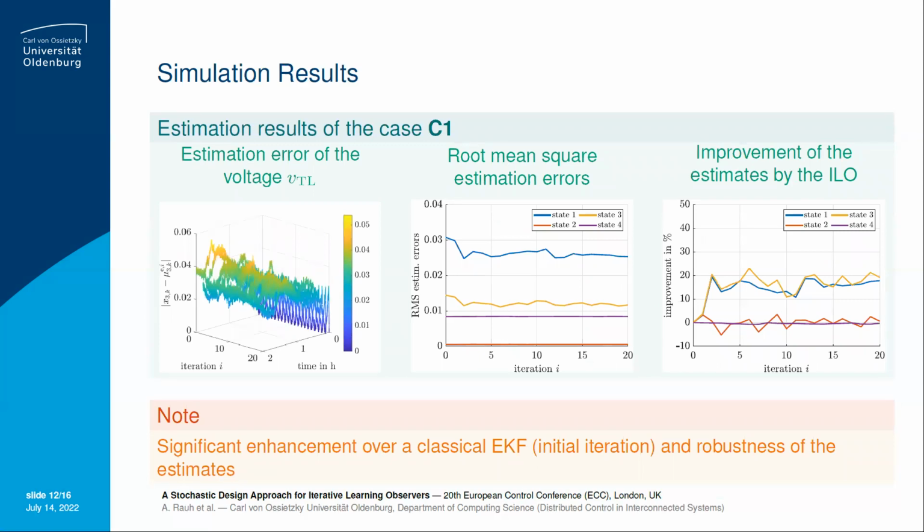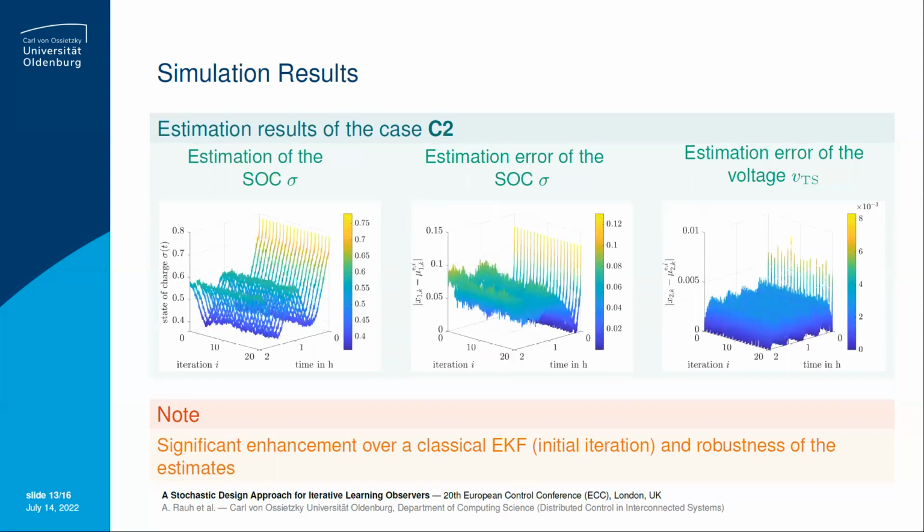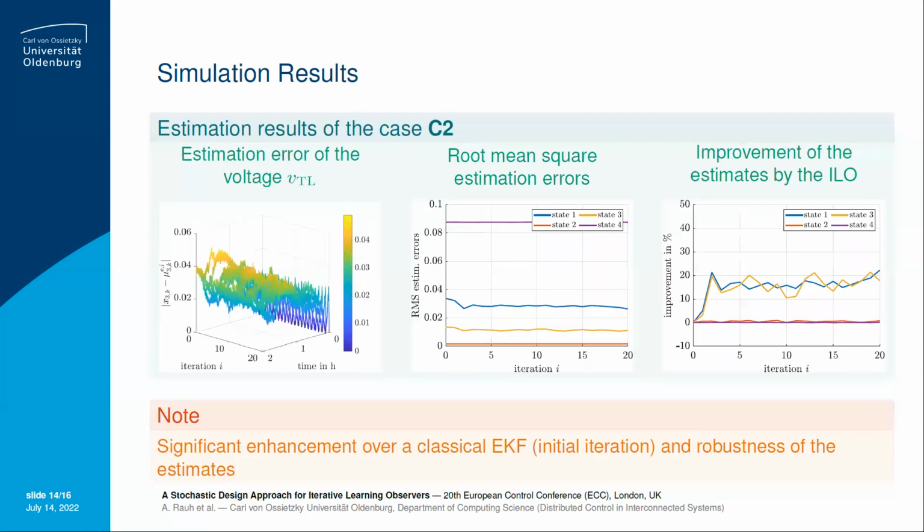For the voltage drop of the RC subcircuit with a large time constant, we have a rapid reduction of the estimation error that is also confirmed by the root mean square errors and the percentages of improvement of the estimates over the classical Kalman filter. There you see an improvement of up to 20% in those two state variables, the state of charge and the voltage with the large time constant, that have the significant estimation errors, while the other two are almost perfect also in the extended Kalman filter solution. The same statements are confirmed for the case C2, where we also have a significant reduction of the estimation errors by using the ILO in the first and third state variable.